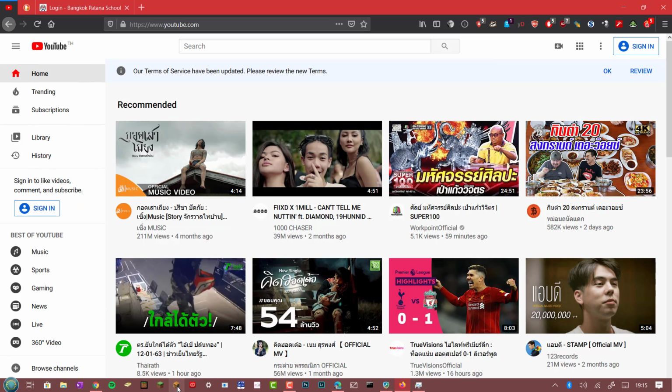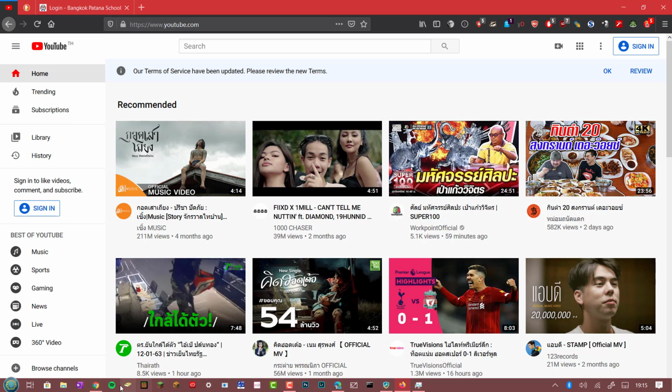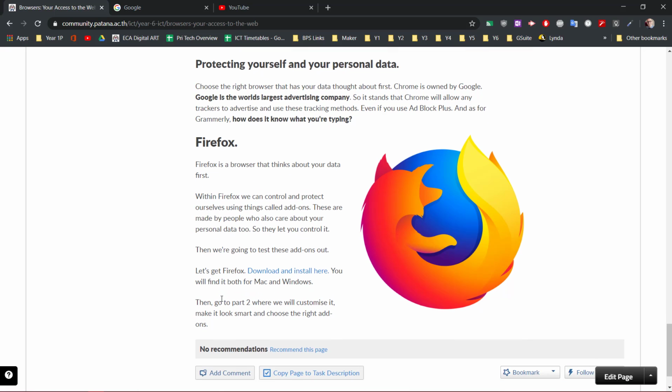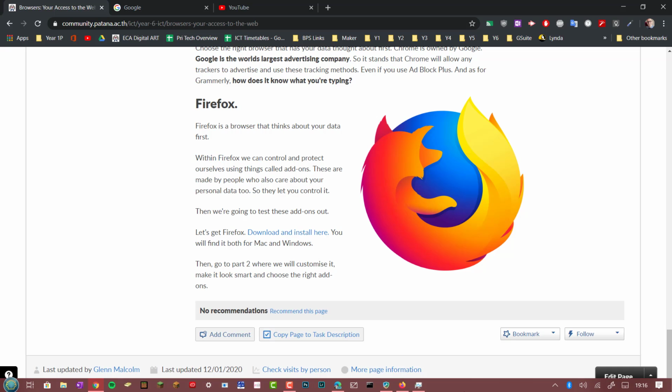So first job, we are going to go into our pages and find the links at the bottom of our browser page. We're going to download and install Firefox from here, and we're going to do some simple experiments with these add-ons in both browsers, and then you can make an educated decision as to which browser you think is actually looking after you the best.